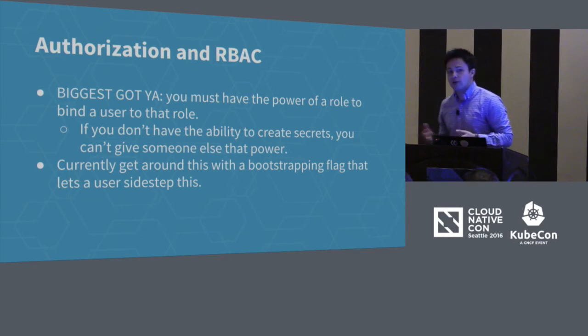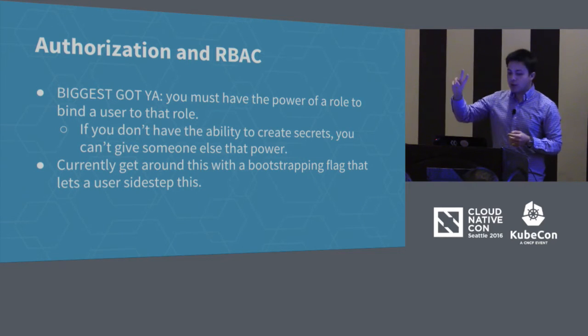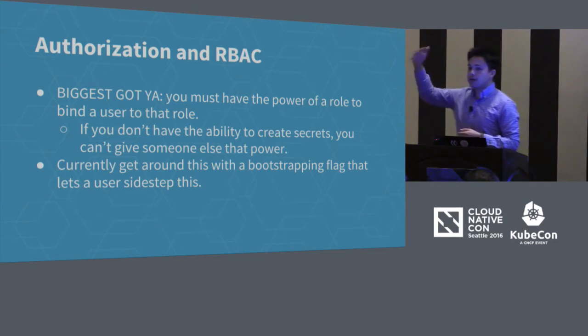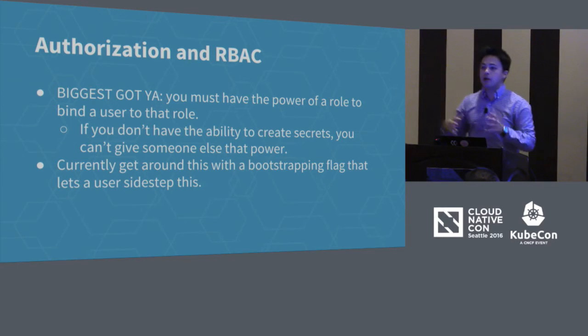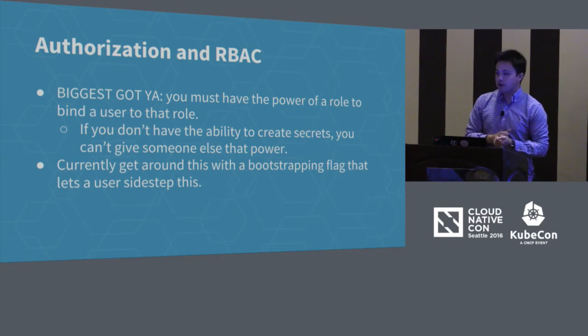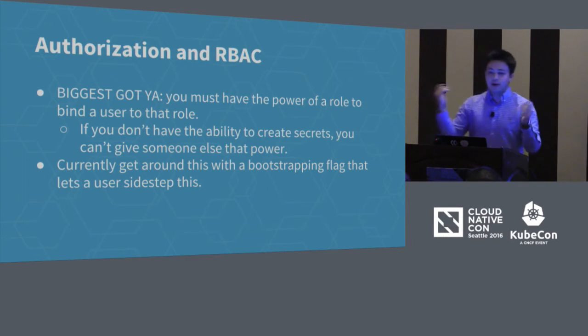The current way you get around this for bootstrapping is either two ways. You either can use a special flag to give a user the ability to escape this, or you can use the insecure port on your API server to actually get around this. Because if you're using the insecure port, you got here without authentication. We're just going to let you do whatever you want.